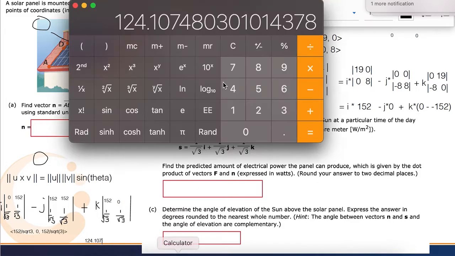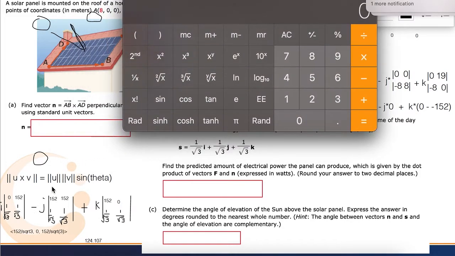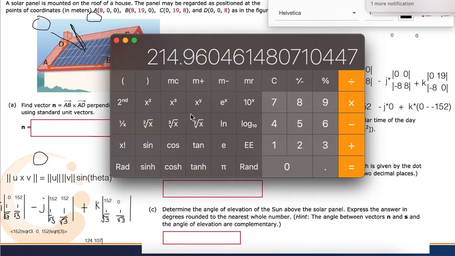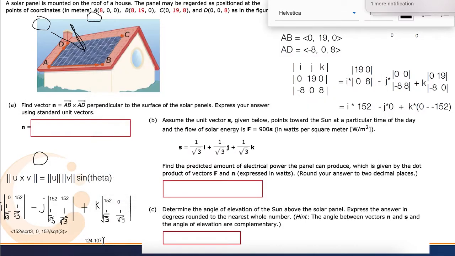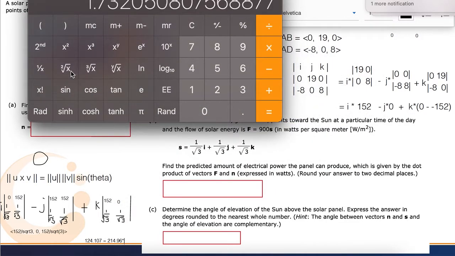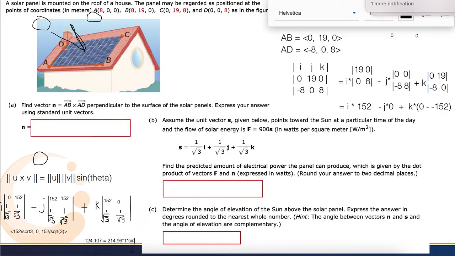Eventually we're going to round to the nearest integer, so having all the decimals isn't super important. Now the magnitude of u, in our case we're saying u was N. That's 152 squared plus 152 squared, and the square root. So that's the magnitude of N times the magnitude of S. So that's 1 divided by the square root of 3. We need to square each component, multiply by 3, so that's just 1. And then it's times sine theta.